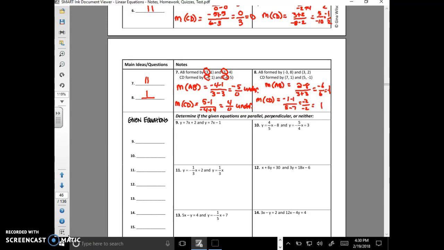Okay, let's go to the next section. It says, determine if the given equations are parallel, perpendicular, or neither. Well, all of them should be in slope-intercept form. If they're not, you've got to change them to slope-intercept form so you can see your slope. But your slope is right here. So this is a 7, and this is a 7. So it's the same slope, so we're going to say it's parallel.